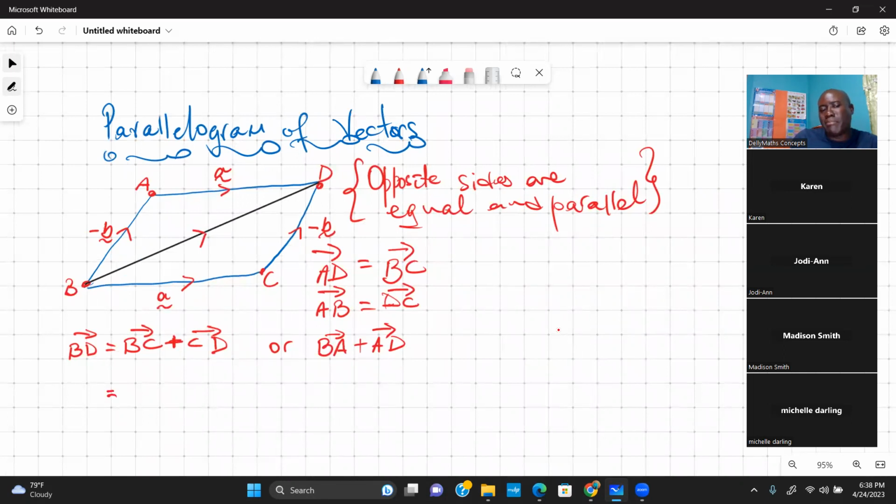So let us look at B to C. So look at B to C, it is little a. Positive a because I'm going in that direction, so I write my a. And then C to D, I'm going in the same direction.